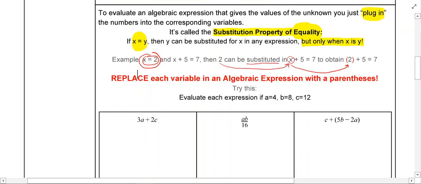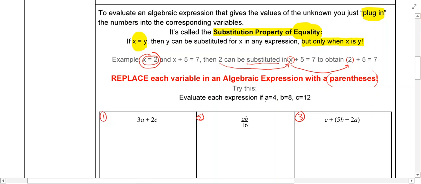But before we do, this is in red, and it is the most important thing you can do today. Replace each variable in an algebraic expression with parentheses. Okay, you must do that. It's going to feel a little bit elementary school. It's going to feel a little bit like, man, I can do this stuff in my head, but you've got to do it. There are math problems coming this year that if you don't do this, you're going to get way mixed up. All right, so let's go ahead and start these 3 examples. 1, 2, and 3.